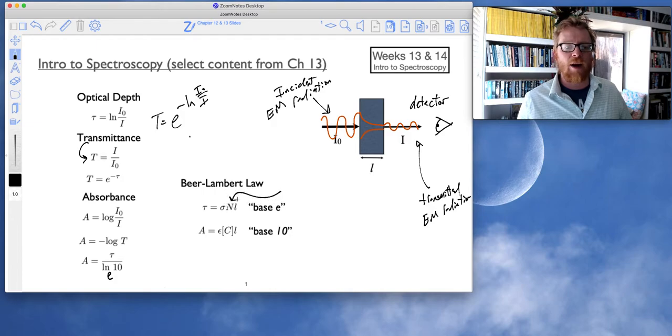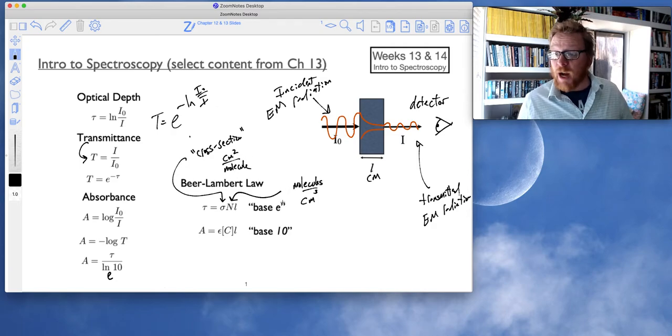So when it's optical depth, we will typically report concentration there, remember, in molecules per cubic centimeter. Our path length is always given in centimeters. And what this means, this sigma, if you recall from Chem 361, is called our absorption cross section. And that's given as centimeter squared per molecule.